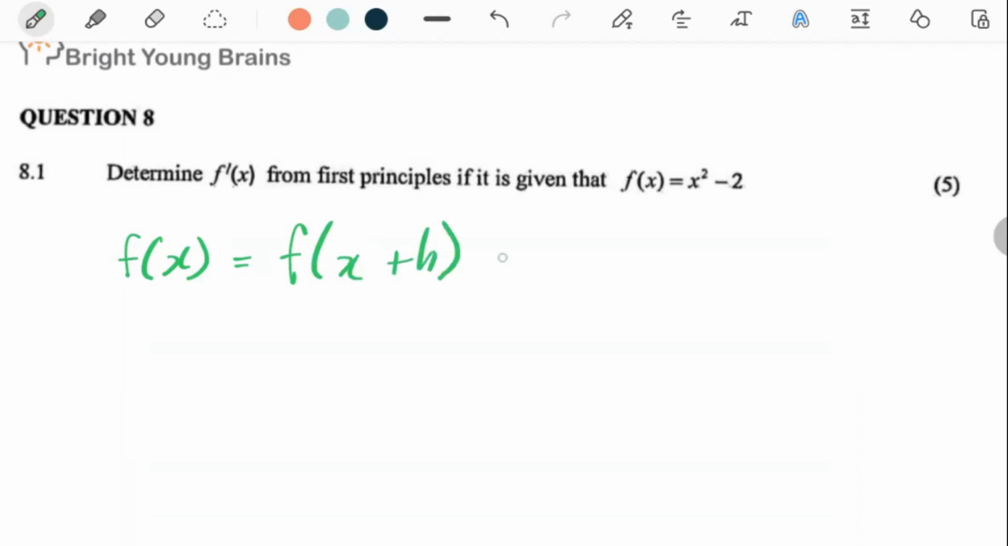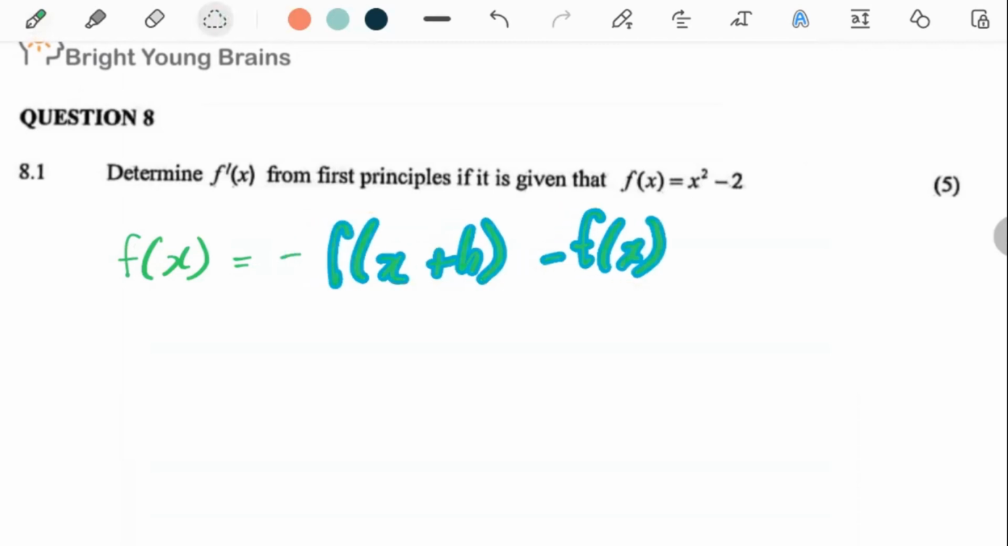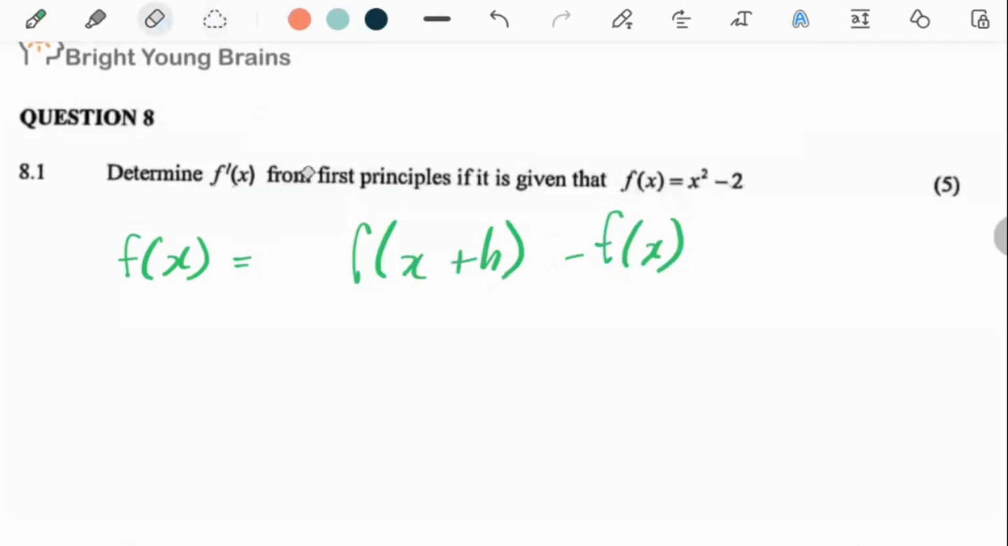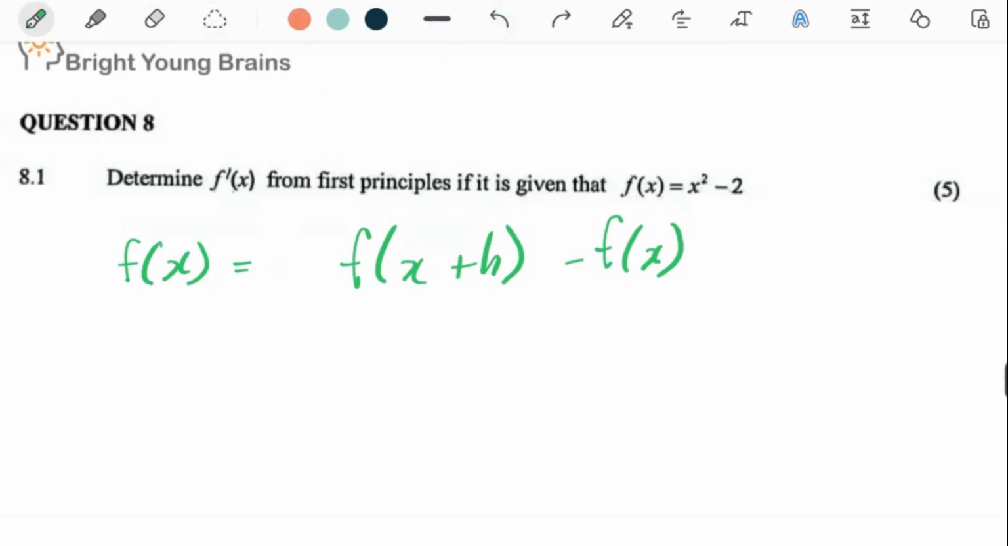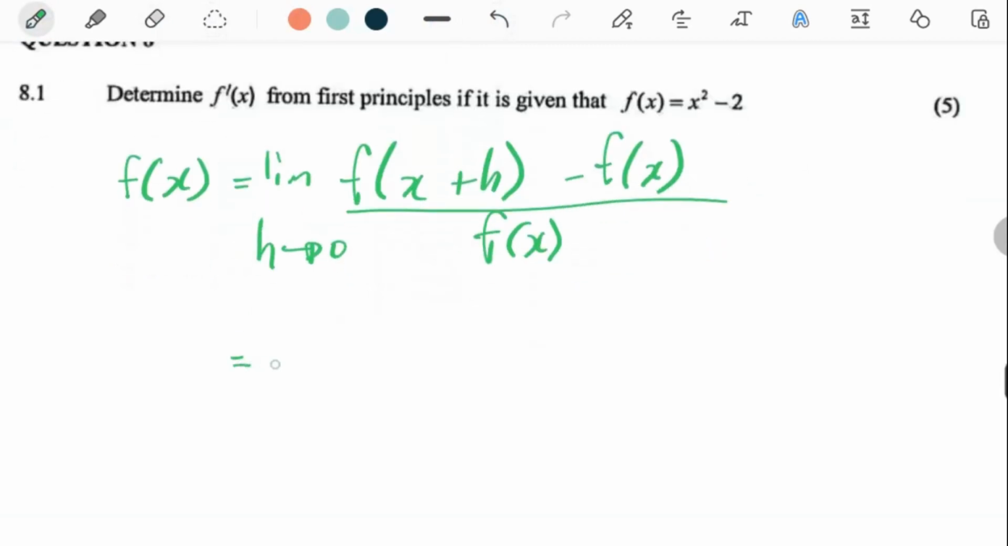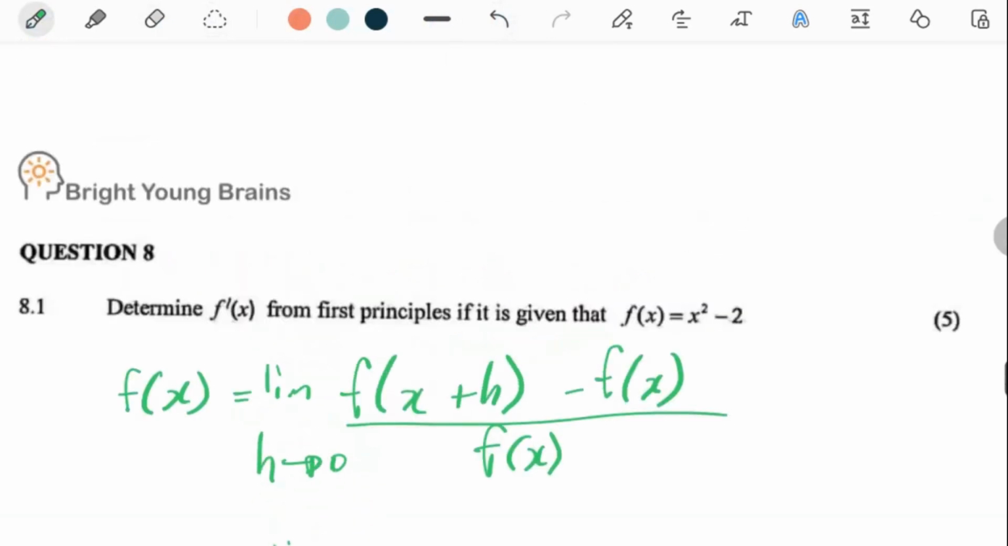f of x plus h minus f of x. But before all this, I need to write lim. And you'll be thinking, does the lim come before the equals or after? lim h goes to 0. There we go. You can just verify that using the formula sheet. So the whole lim h goes to 0 part, we can just carry it over until we're done.